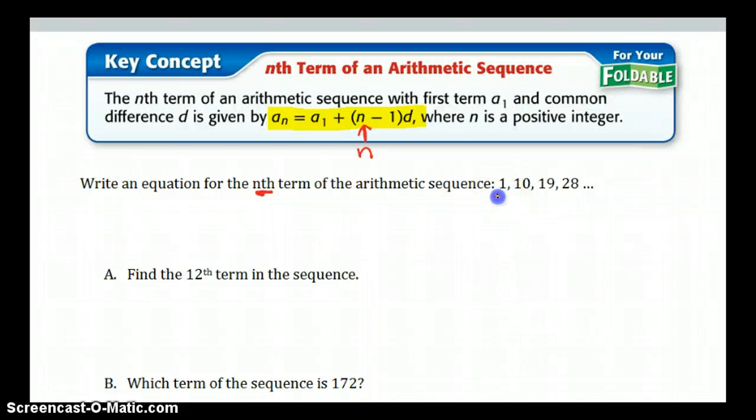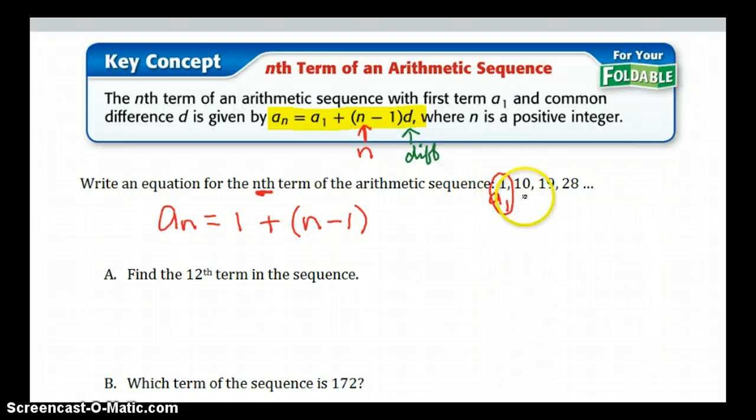My first term, which is a sub 1 here, is 1. So in my general equation for an arithmetic sequence looking for the nth term, a sub 1 is 1, plus, I do not know what number term I'm looking for, so n represents the nth term, minus 1. And then d here stands for the difference. So what is my difference? What is my constant or common difference? So we need to do that math to find our d, the difference.